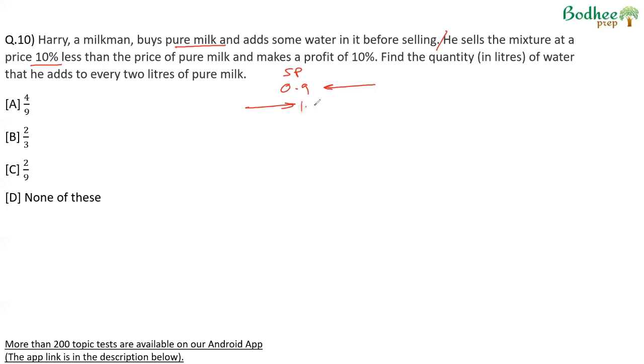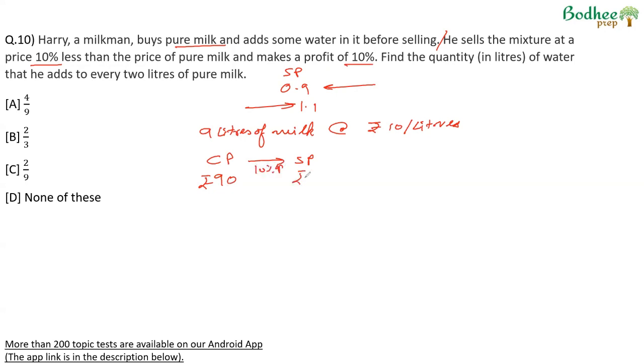So what I'm saying is, assuming that there are 9 liters of milk, which the milkman has at rupees 10 per liter. Therefore, the cost price for this person is 90 rupees. He will add some water to it. Now, on selling this milk, the profit that the milkman has is 10%. So his selling price will be 10% more than 90. 10% of 90 is 9, so rupees 99.